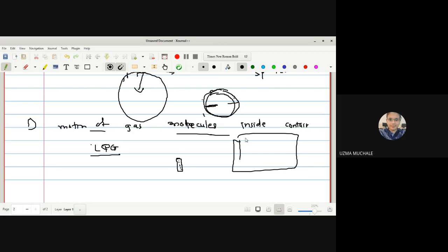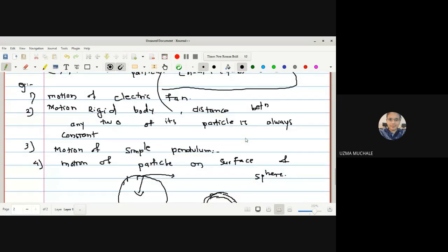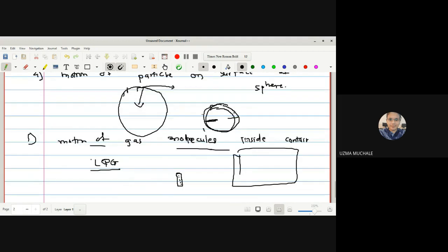So we can say these are the examples of constraint. Starting with the motion of an electric fan, it is moving in the clockwise direction. Secondly, the motion of a rigid body. The third one is the simple pendulum, then the motion of a particle on the surface of a sphere, then the motion of a gas molecule inside the container. Any doubt about the examples or the definition, you can ask me.